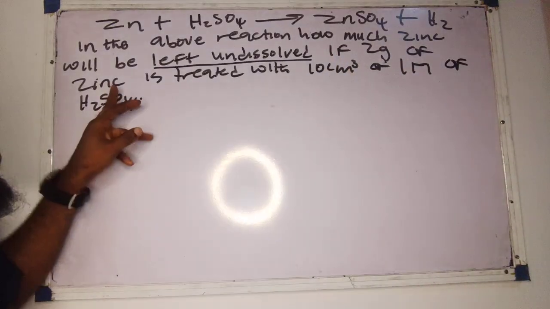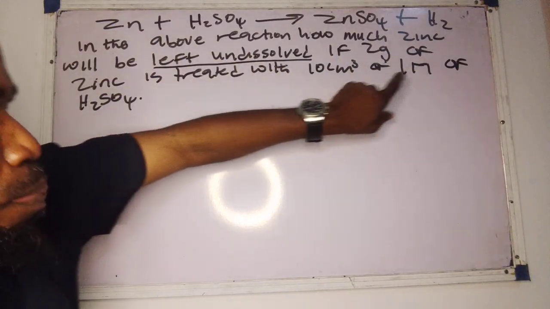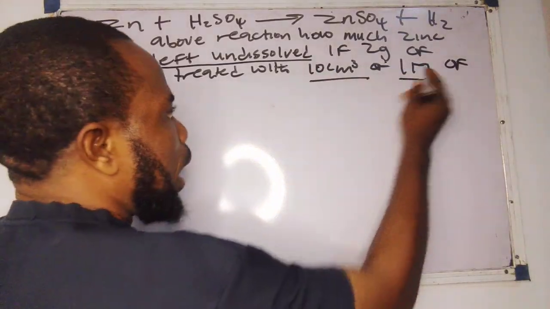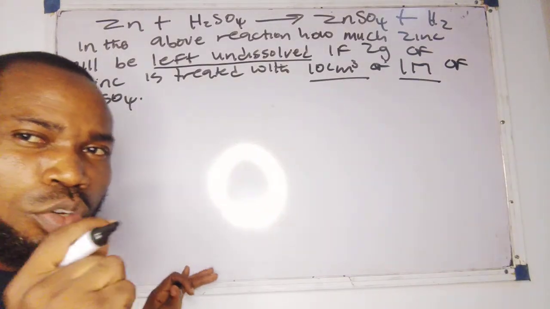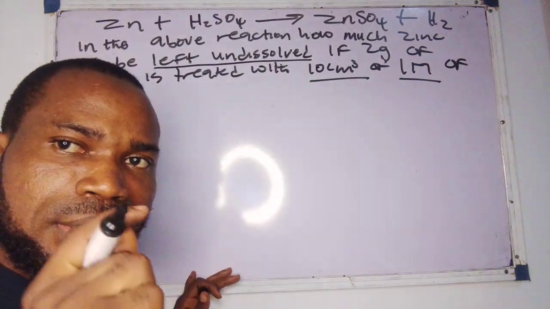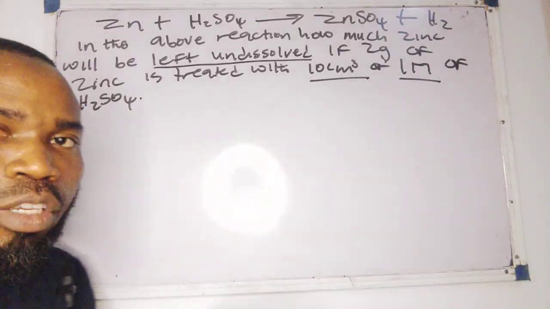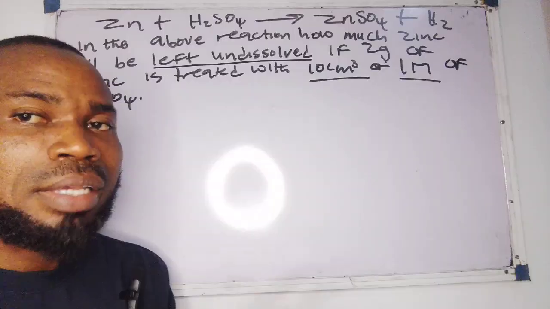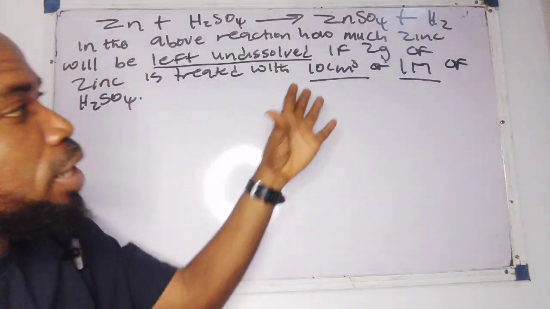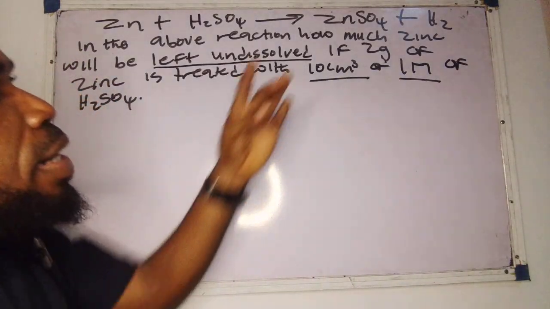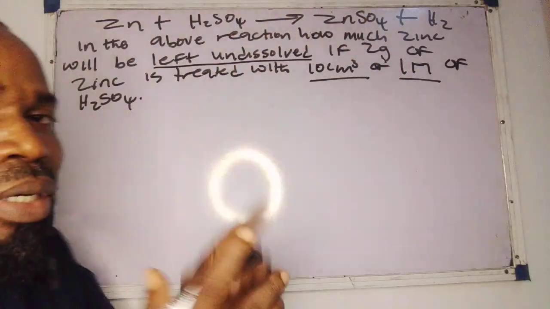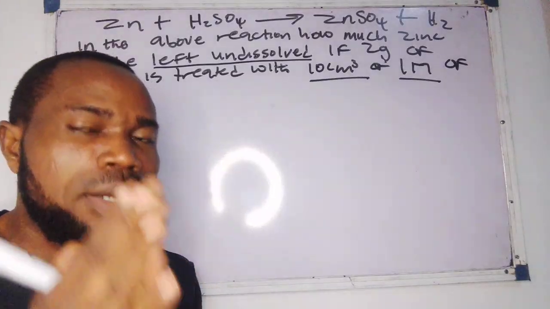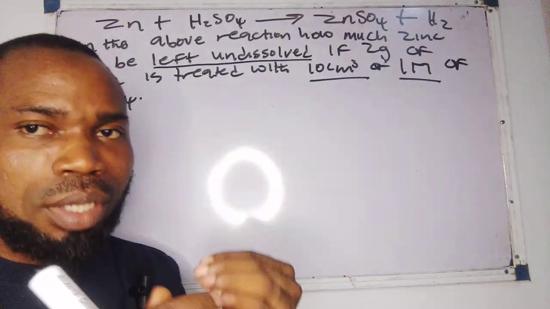If 2 grams of zinc is treated with 10 cm cube, which is volume, of 1 molar, which is molar concentration, also called molarity. We have to be very careful in solving this question. From the beginning of the video, I said this question is coming from mass relationship. They gave us the mass of zinc, but not all the mass of zinc was able to dissolve.